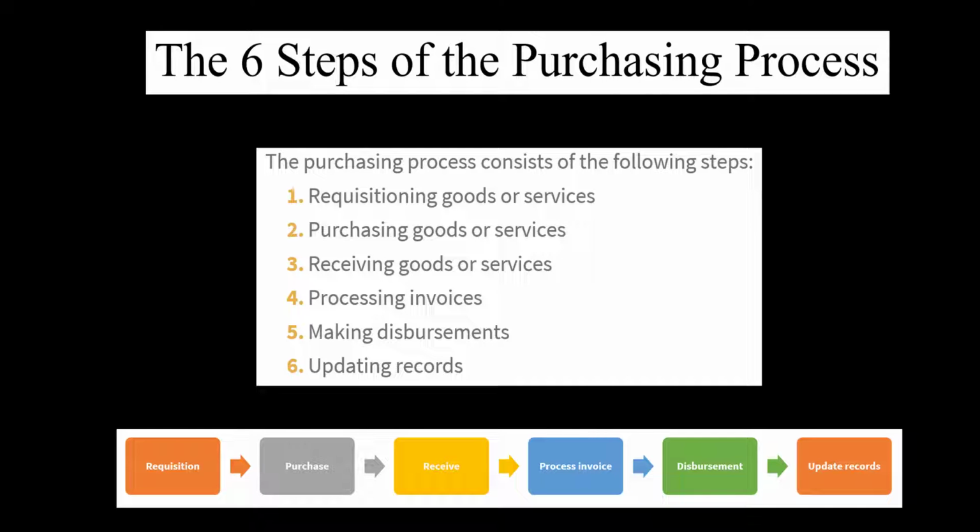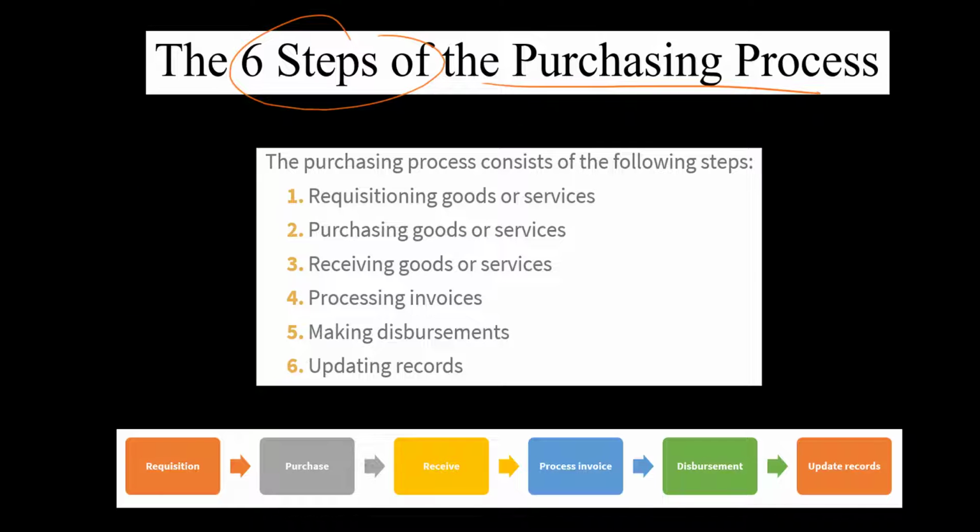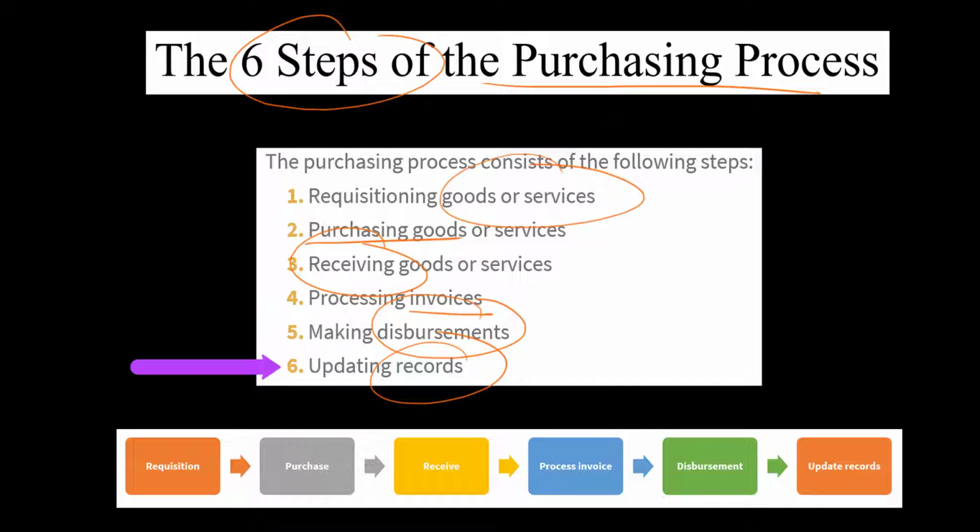In this video, I'm going to walk you through the 6 steps of the purchasing process. It all starts with a request for goods or services. Then the company purchases the goods or services. The goods or services are received. The company gets an invoice. The company pays the invoice, and the accounting records are updated accordingly.